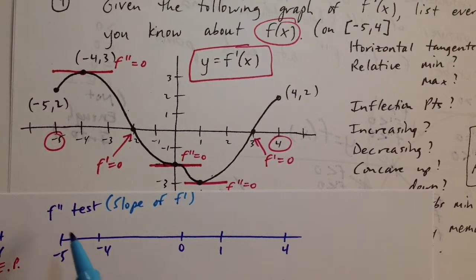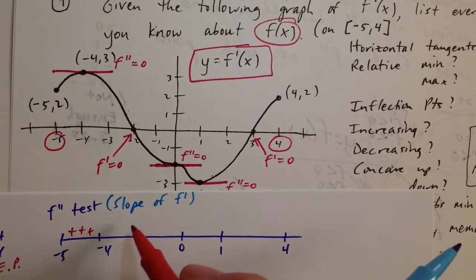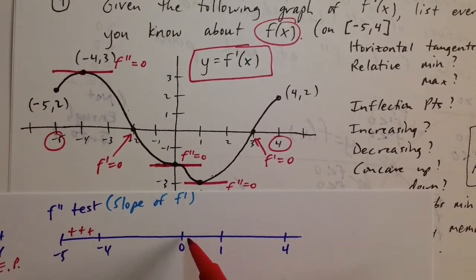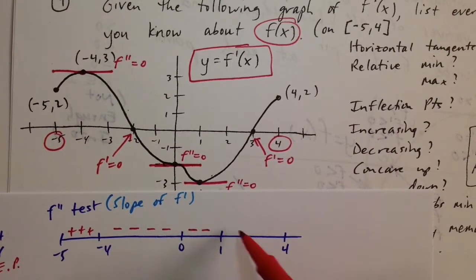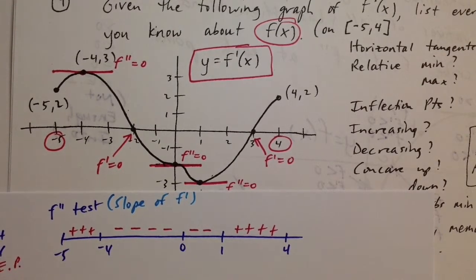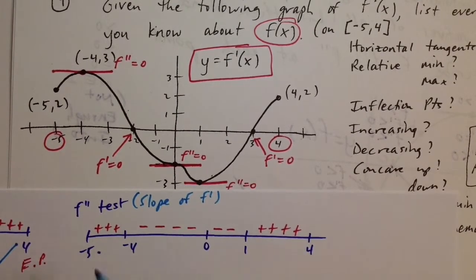Is the slope positive or negative from negative 5 to negative 4? It's positive. The slope of f prime between negative 4 and 0 is negative, between 0 and 1 is negative, and then positive to the right. That means f is concave up from negative 5 to negative 4, then concave down, then concave down, and then concave up.